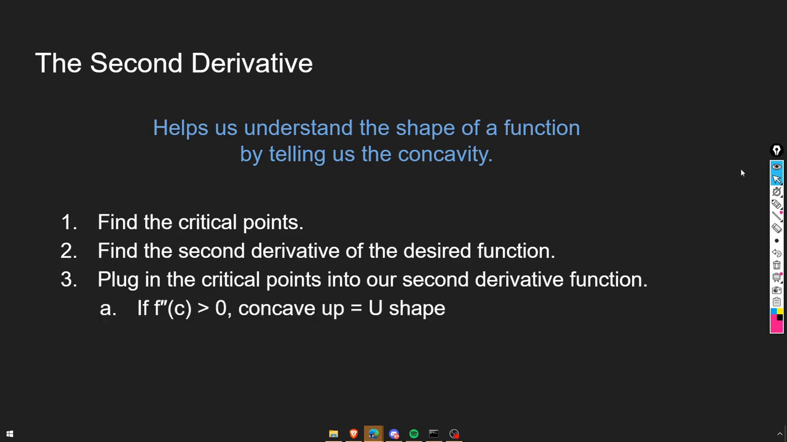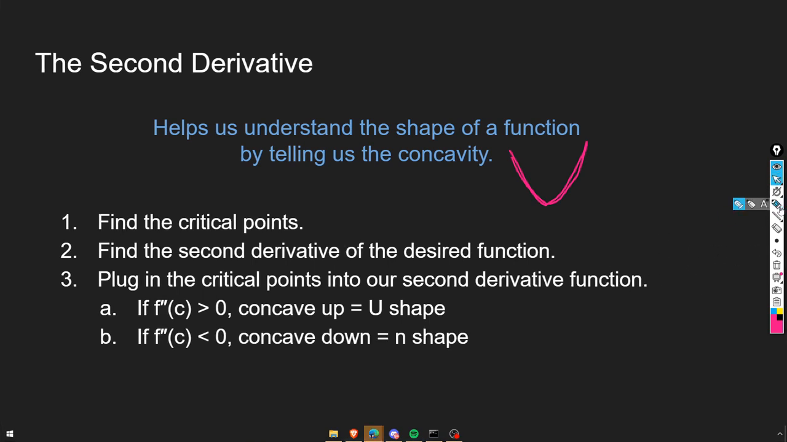So, if we plug the x value of the critical point into our second derivative and we get a positive number, a number that is greater than 0, then we know that at that point the function is concave up, so we'll have a U shape, something that looks like that. Or on the other hand, if it's negative, then it'll be concave down, which will be something like an upside down U shape, right?